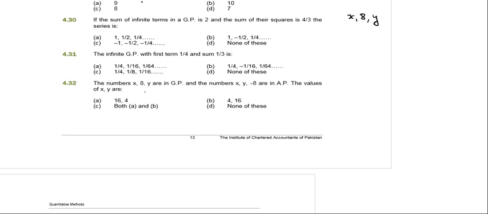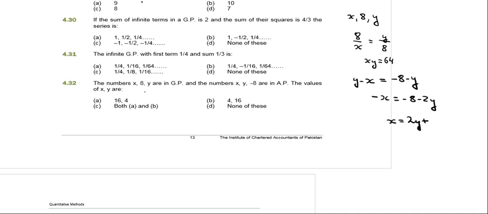and if it is a GP, second term divided by first term is equal to third term divided by second term, and therefore xy is equal to 64. Now if x, y and minus 8 are in AP, second term minus first term is equal to third term minus second term. These are the two relationships in AP-GP as discussed in class, which will make minus x equal to minus 8 minus 2y, or x is equal to 2y plus 8.